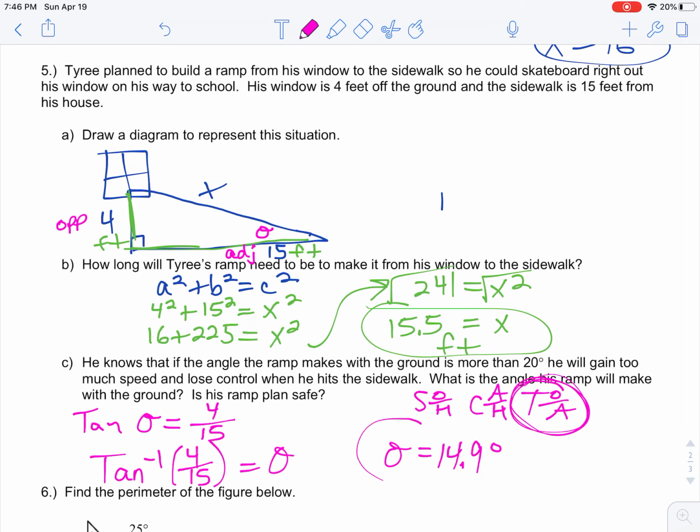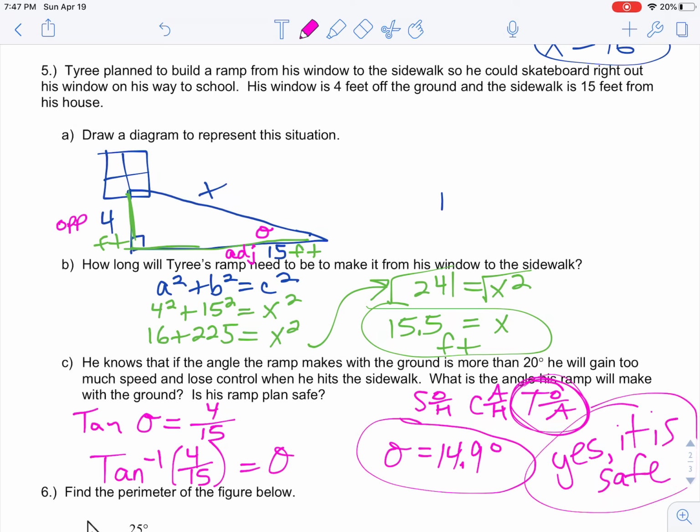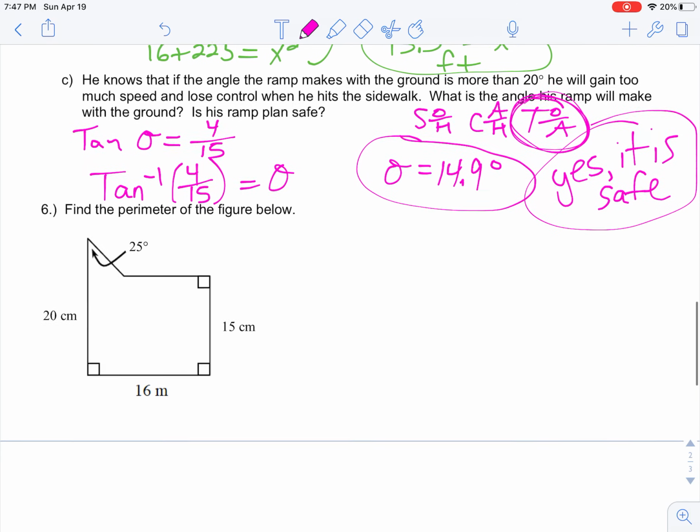14.9 degrees. So that is your angle measure. Now it says that if he knows that the angle the ramp makes with the ground is more than 20, he will gain too much speed and lose control. So is that angle bigger than 20? No, it's not. It is smaller. So that means his ramp is safe. Yes, it is safe. So that would give us the other point value for that.